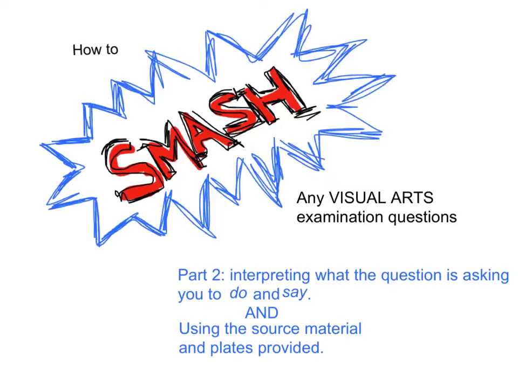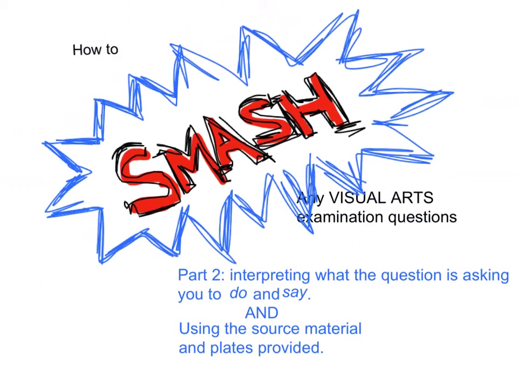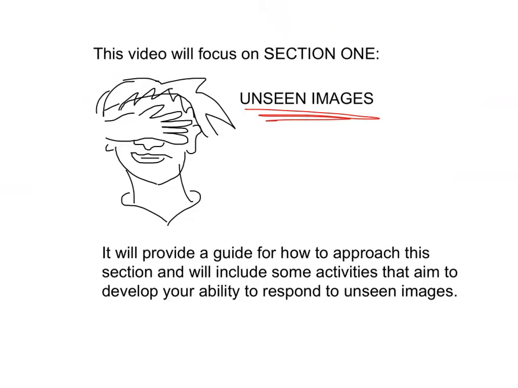Hey guys, this video, how to smash any visual arts examination question, focuses on interpreting what the question is actually asking you to do and say, and using the source material and plates provided. This video will focus on section 1, which is unseen images. The purpose of this video is to provide a guide for how to approach this section. It will include some activities that aim to develop your ability to respond to unseen images.